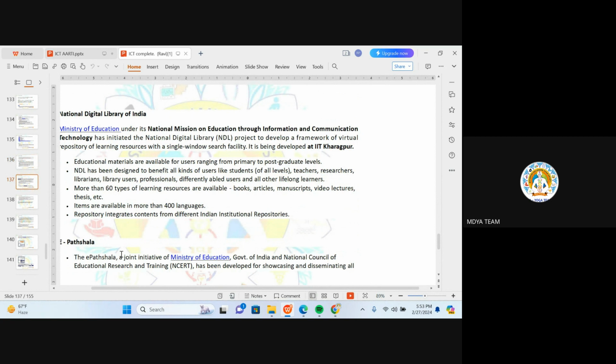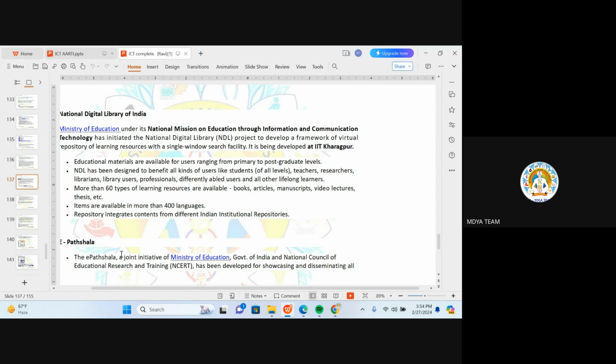Now next is the NDL, National Digital Library of India. E-Pathshala we have completed. The Ministry of Education has the National Mission on Education through Information and Communication Technology, NME ICT. You have to learn this full form. NDL comes under NME ICT, which initiated the NDL.